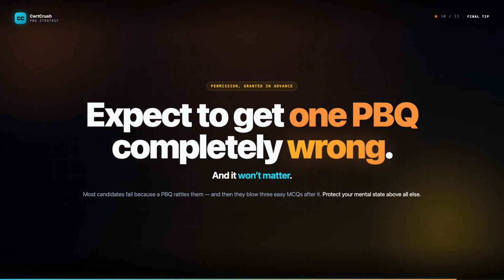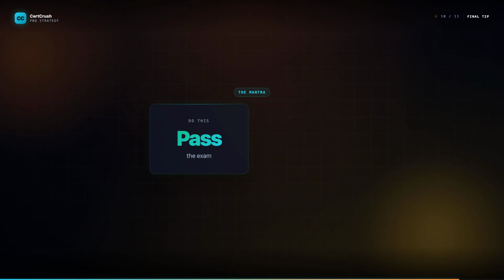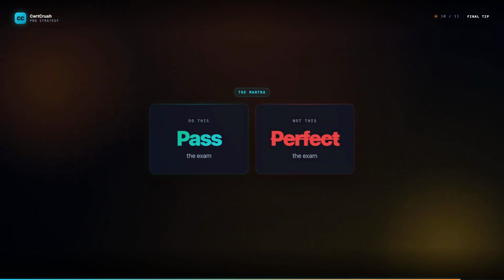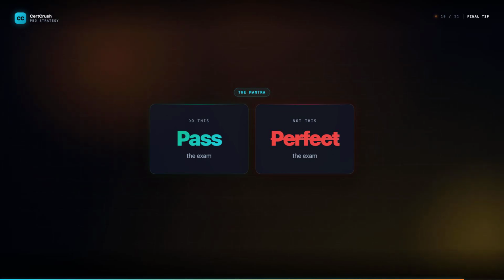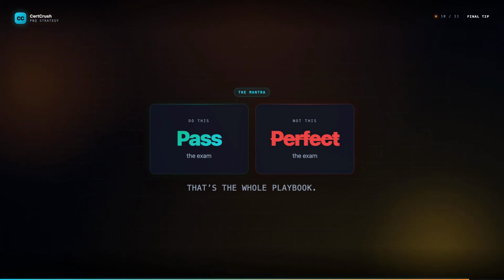Your strategy from the moment you sit down is this. Protect your mental state above all else. If a PBQ is kicking you, flag it, move on, and do not look back until the rest of the paper is done. You have permission, in advance, to not know one of them. That permission alone is worth more than most study guides. Pass the exam. Do not perfect the exam.